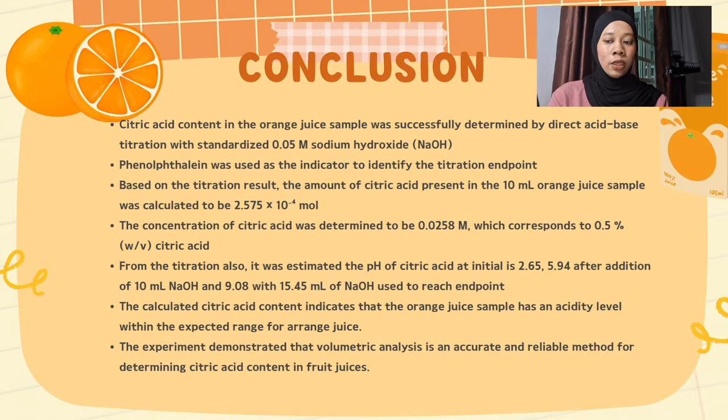From the titration also, it was estimated that the pH of citric acid at initial is 2.65, 5.94 after addition of 10 ml of sodium hydroxide, and 9.08 at the equivalence point. Also, the volume of sodium hydroxide used to reach the endpoint was 15.45 ml. Overall, the calculated citric acid content indicates that the orange juice sample has an acidity level within the expected range for orange juice, and the experiment demonstrated that volumetric analysis is an accurate and reliable method for determining citric acid content in fruit juice.